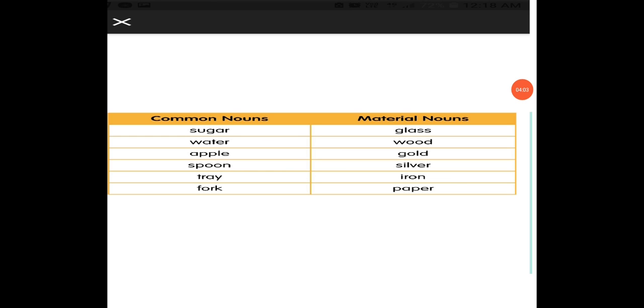गोल्ड से आप इयरिंग्स, चेन, like that. Silver is also used to make chains, rings. Okay, we use iron material for hammers, like that. Okay, paper, we make notebooks with the help of paper.